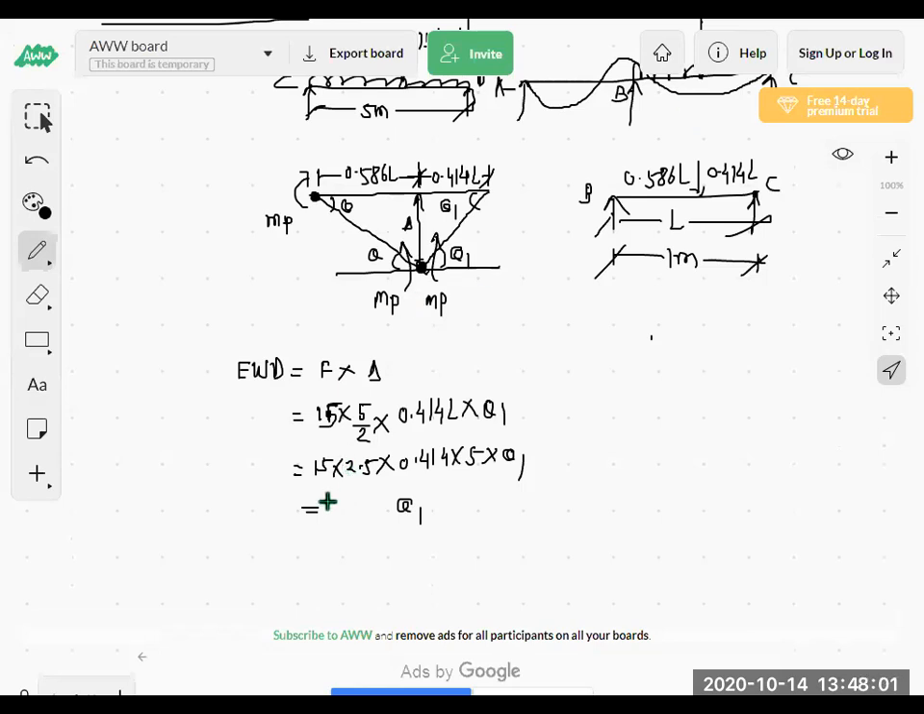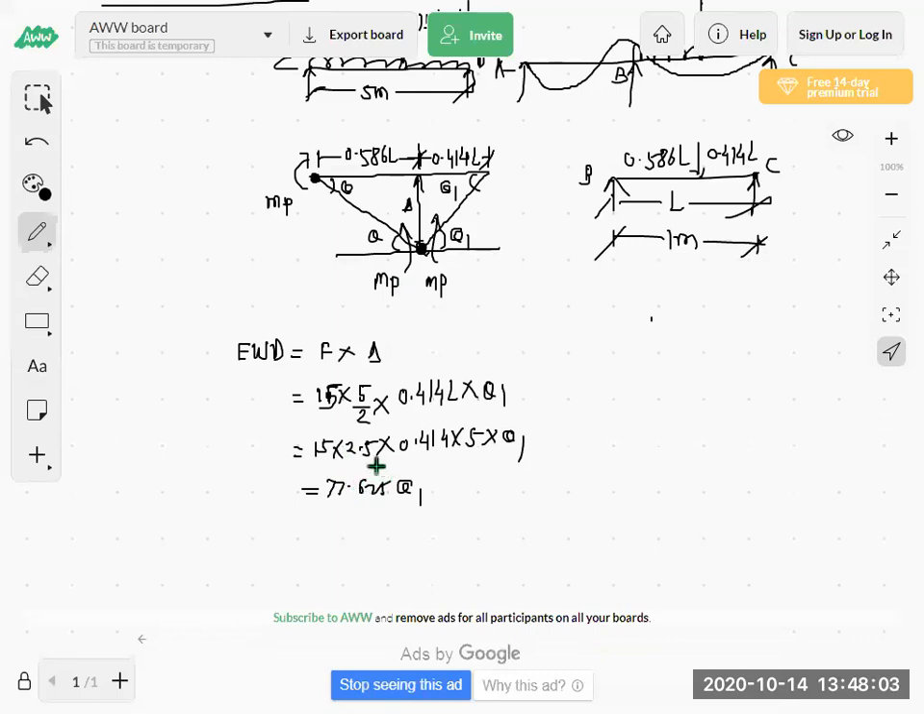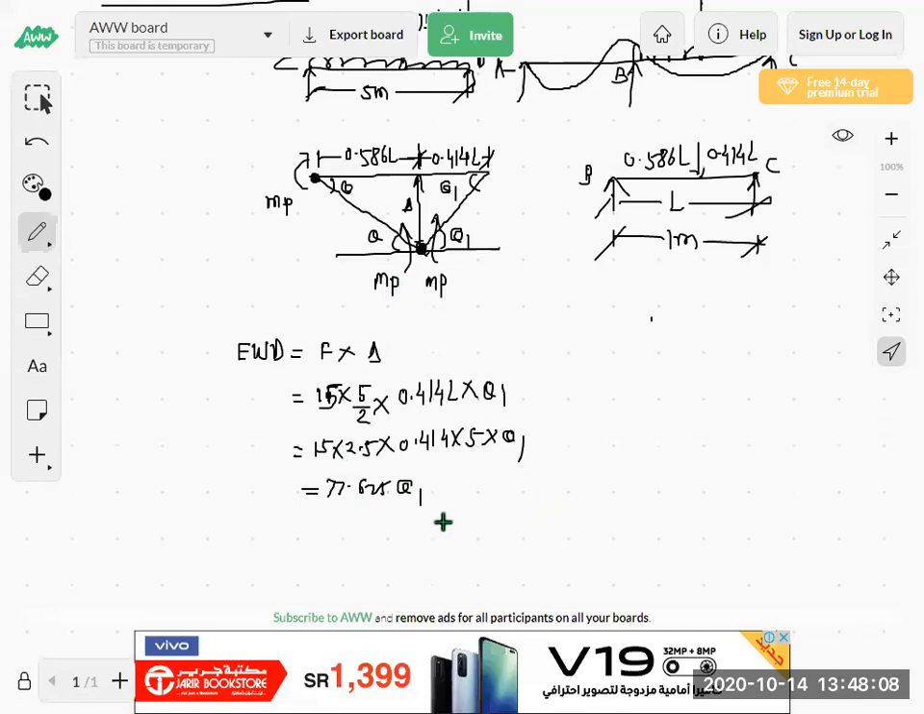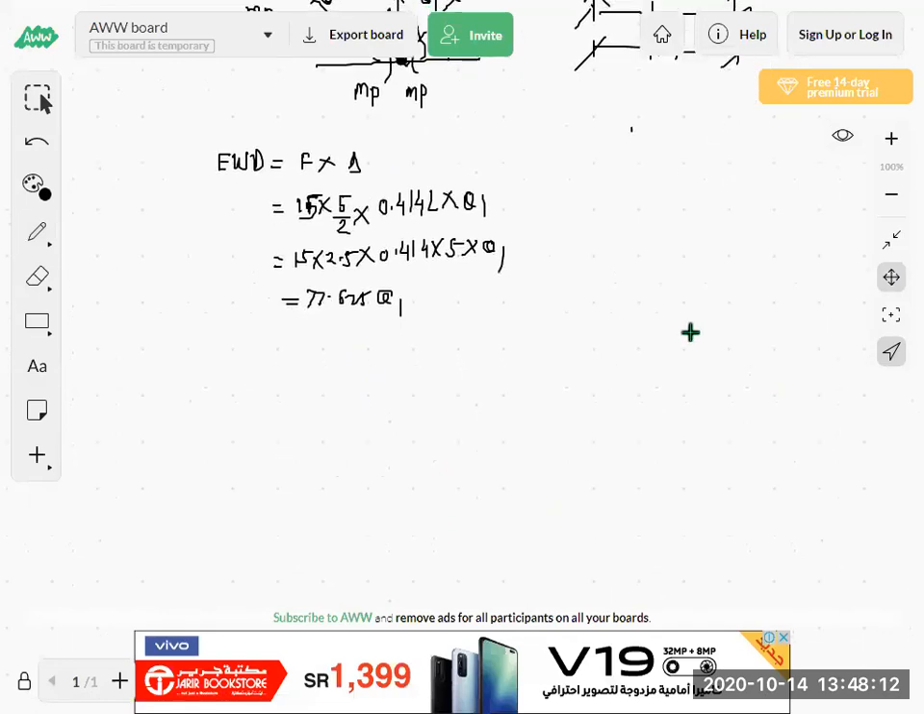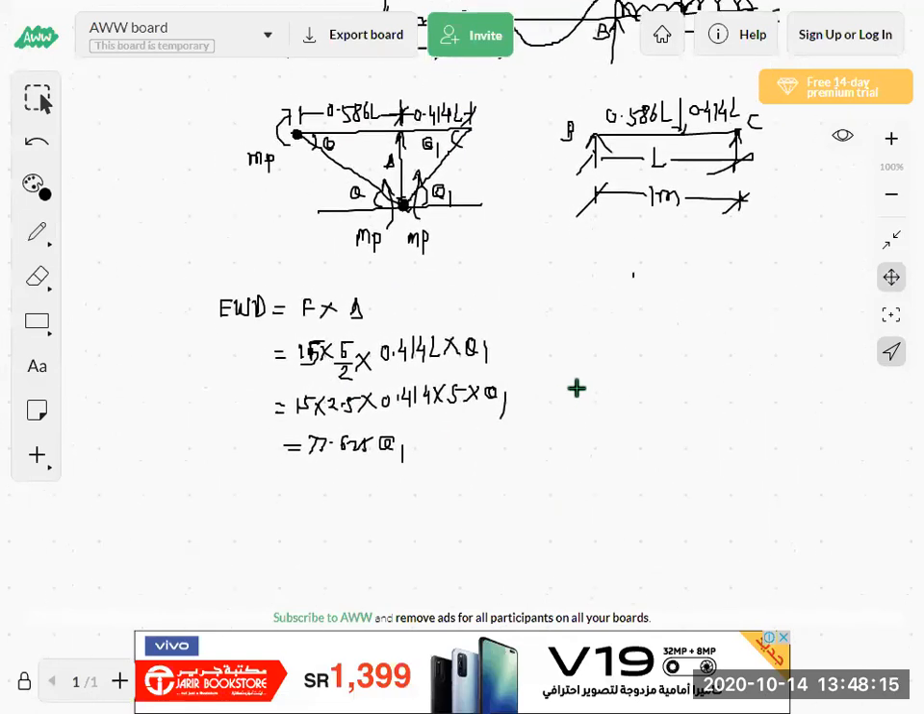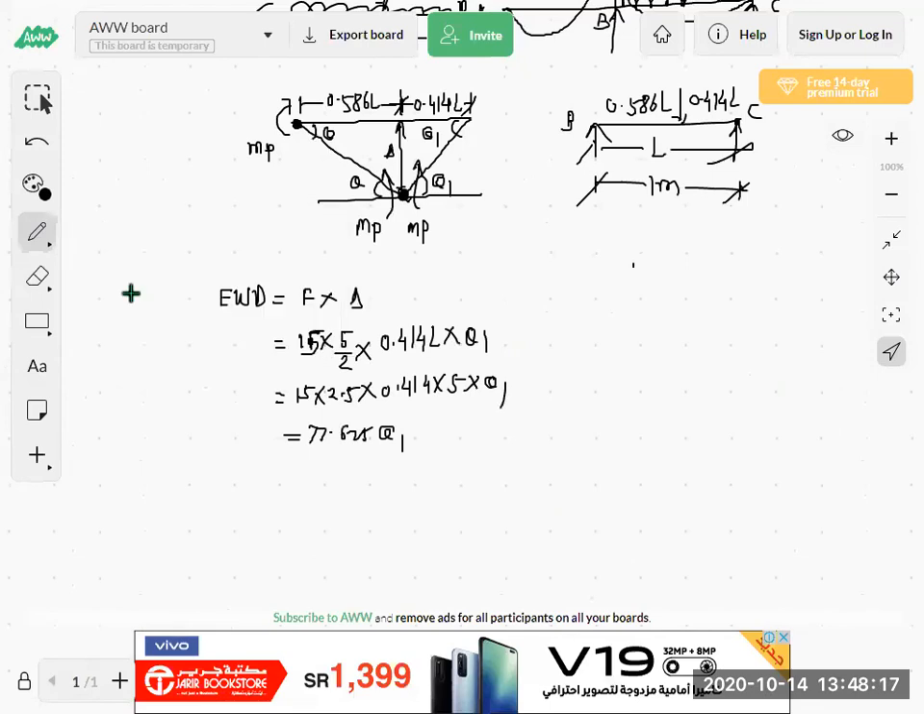Is this value 77.625 theta 1? Okay. Now similarly, calculate internal work done, IWD. Again, internal work done is the force into displacement. Work done is nothing but force into displacement. So now here force internally, as I told you, is the moment and displacement is the rotation.